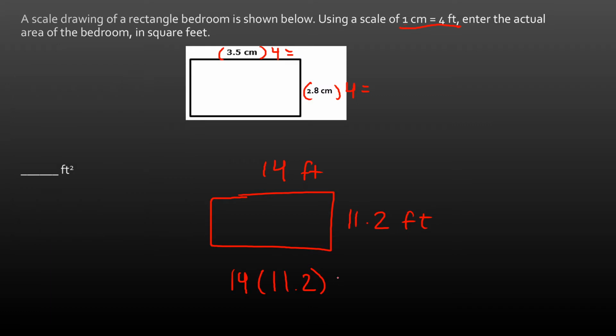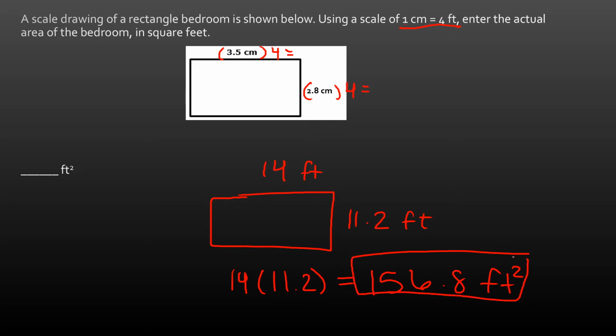This is going to give me 156.8 feet squared. So my answer here would be 156.8 feet squared. And again, I used my scale factor and multiplied my length and width by 4, because 1 centimeter is equal to 4 feet. Then I take those two numbers, multiply them together to get the area of my bedroom.